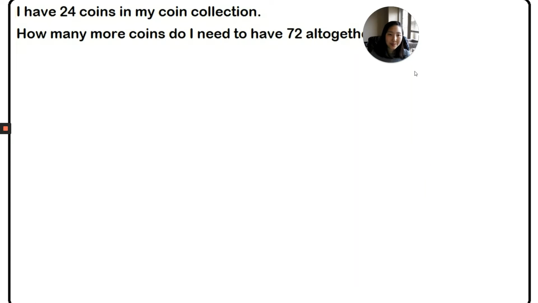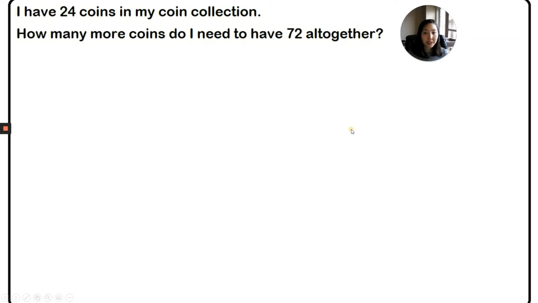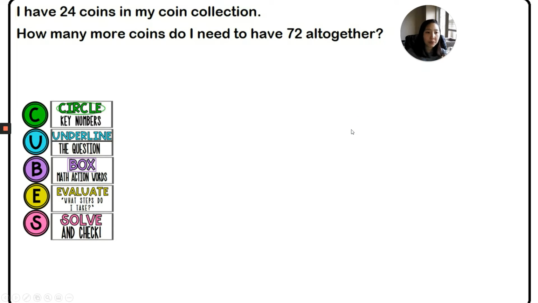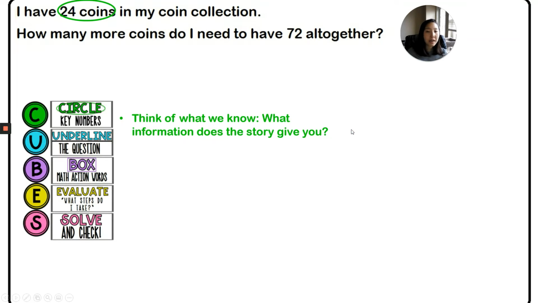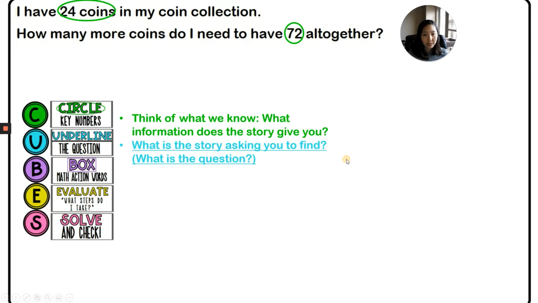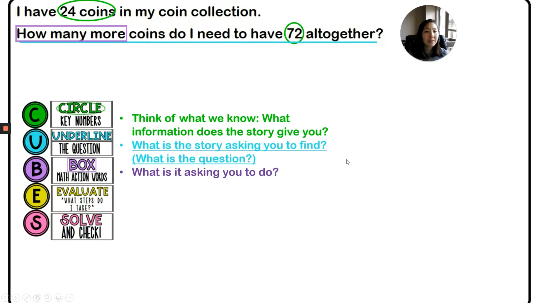Okay. So now that we got that all done, we're going to technically evaluate this question before you move on. So we're going to go back through this. You have 24 coins. You want 72 altogether. You are answering how many more coins do I need to get to 72 altogether. Make sure that you have 72 altogether.